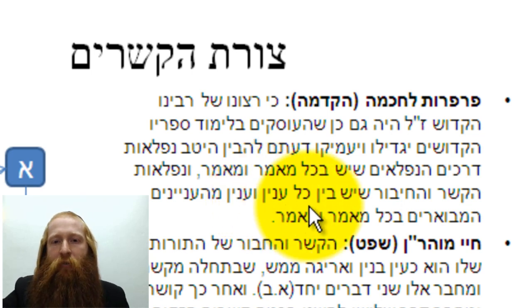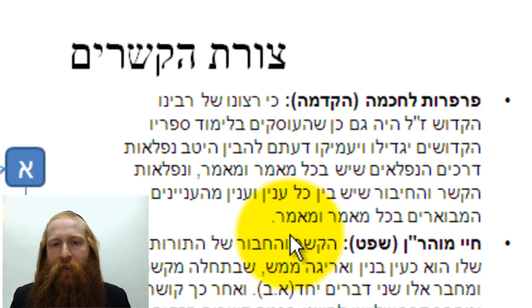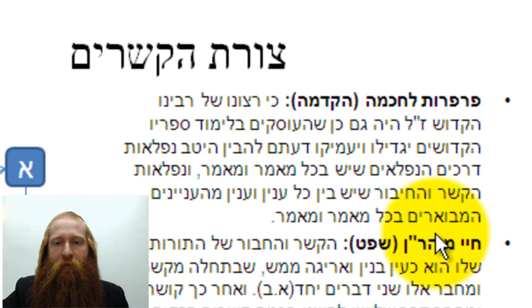V'niflos haksharim v'achibur sheyesh ben kol inyan v'inyan ma'inyanim hamavurim b'chol maimar maimar. And to understand the different connection and the different relationship between the topics inside each Torah, each individual chapter, in each chapter on its own. So now we're continuing in Chaim Ran. That's very basically showing us.